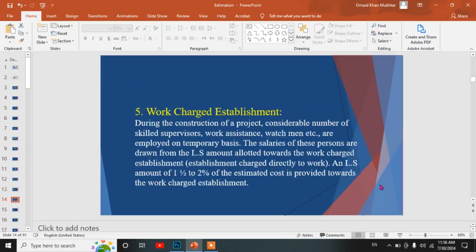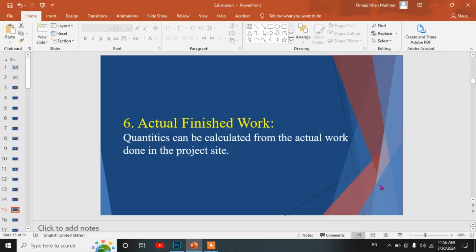Fifth, work charge establishment. During construction of a project, a considerable number of skilled supervisors, work assistants, watchmen, etc. are employed on a temporary basis. The salaries of these persons are drawn from the LS amount allotted towards the work charge establishment, charged directly to work. An LS amount of 1.5 to 2% of the estimate cost is provided towards the work charge establishment. Sixth, actual finished work. Quantities can be calculated from the actual work done in the project site.